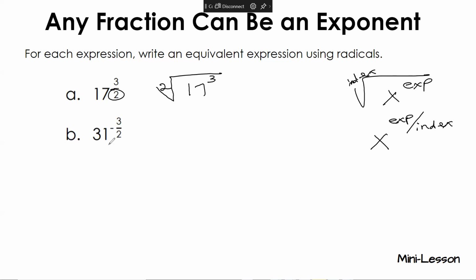I want you to try B. The only difference is there's a negative. Now remember, negatives flip the fraction. So this is going to be 1 over something. Can you take a second? Can you try B?